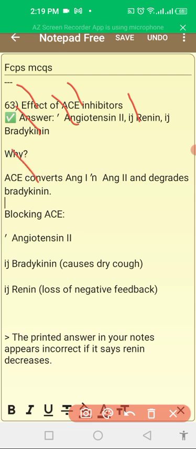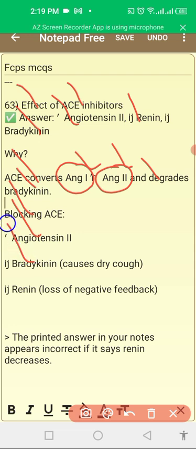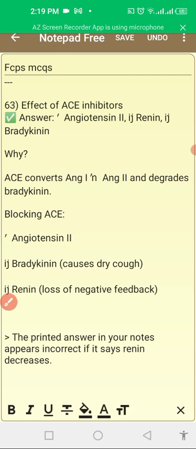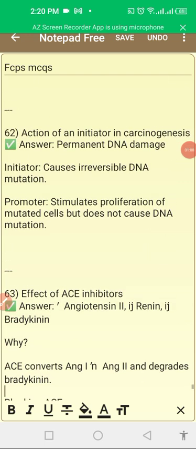So ACE inhibitors: angiotensin-converting enzyme converts angiotensin 1 into angiotensin 2 and degrades bradykinin. When ACE inhibitors are given, angiotensin 2 is decreased and bradykinin increases. They cause dry cough and also renin is increased, because loss of negative feedback occurs, and in this way the mechanism works. So ACE inhibitors decrease angiotensin 2 level in the blood, and the patient will have dry cough as well.